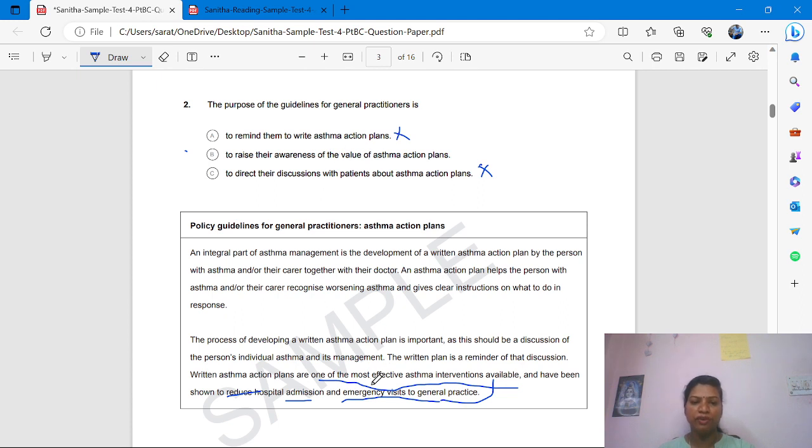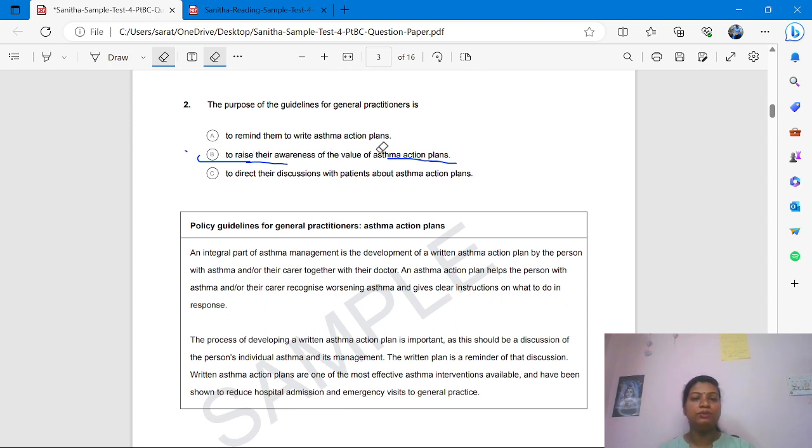But it is saying why: it is one of the most effective asthma interventions available and has been shown to reduce hospital admission and emergency visits. That is very important. Raise their awareness of the value of the asthma action plan. So the answer is B. Okay, so the answer is B.